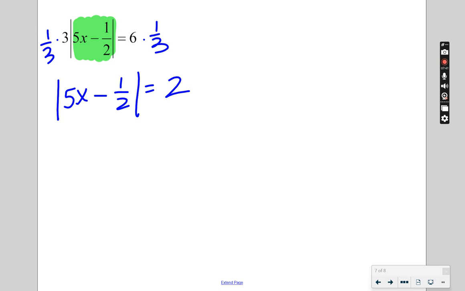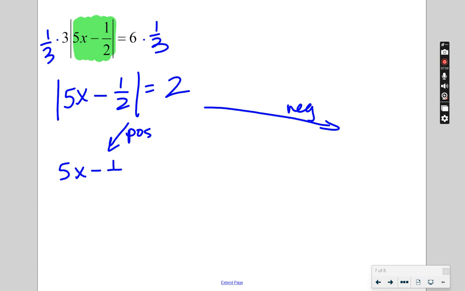I also want to verify before I just start doing the problem, is this even a possible scenario? Yes, that's positive, so we're good. Now we can set up our two equations, one positive and one negative. So 5x minus a half equals 2. 5x minus a half equals -2.